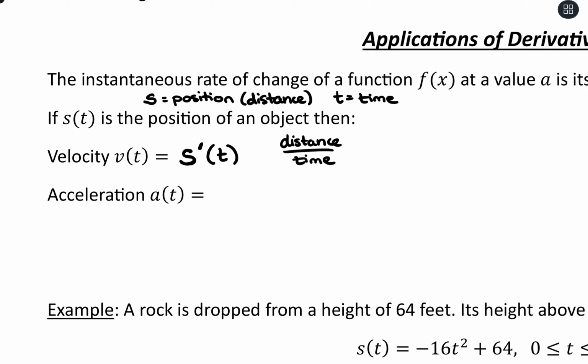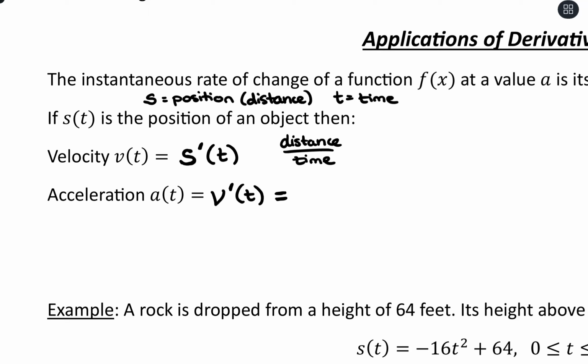Now acceleration is something we'll talk about more later on, but acceleration is going to come from the derivative of that velocity function. It's describing how our speed is changing. If we're accelerating, if we're going faster, that velocity is increasing. If we're slowing down, if we're putting the brakes on, that velocity is decreasing. So we're getting this kind of rate of change of a rate of change, which would be like a distance per time squared.